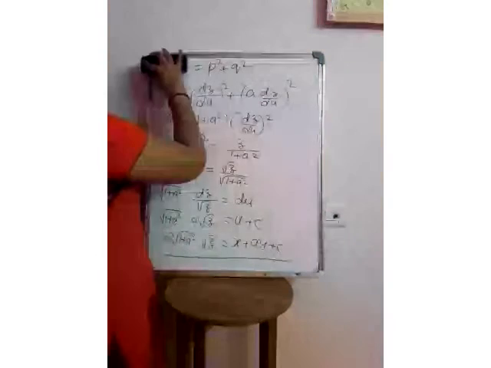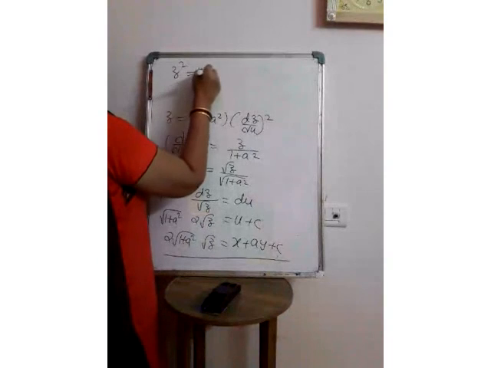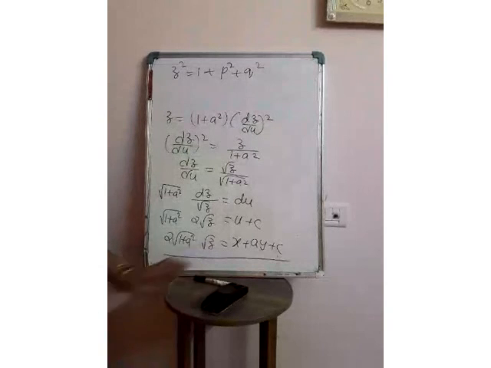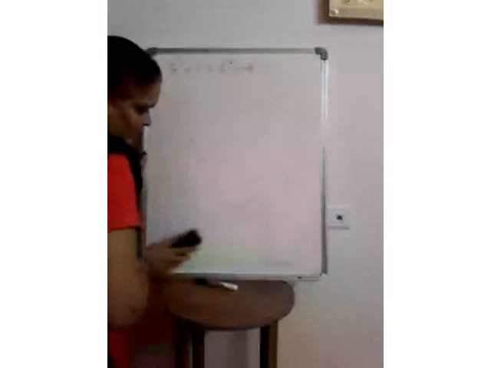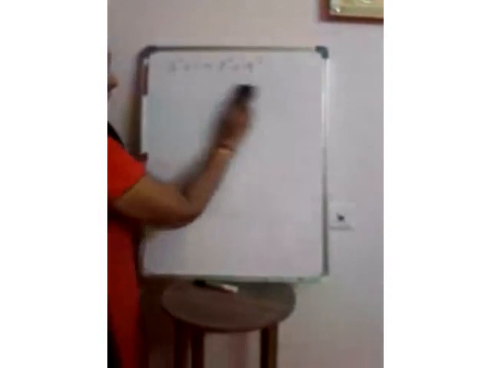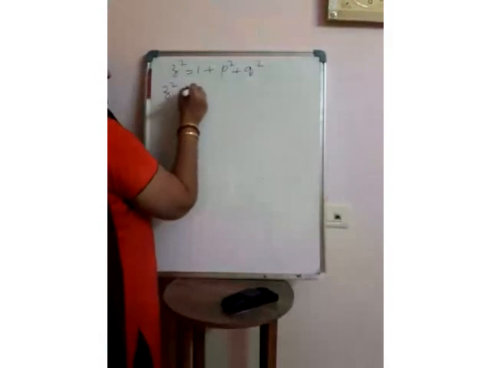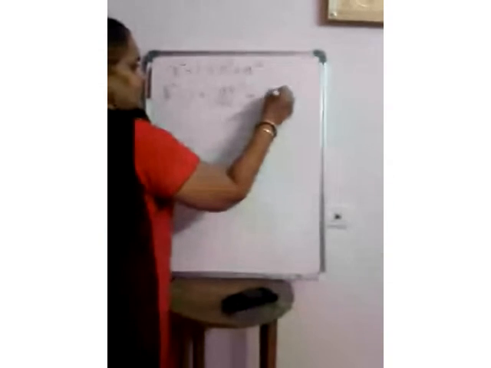So you try this one. The next one: z square is equal to 1 plus p square plus q square. Try this one. So in this also we use the same trial solution, z as a function of u is equal to x plus ay. Wherever you come across p, we replace it by dz by du, and q by a dz by du. If you replace it, this will become (dz by du) whole square, and this is a square (dz by du) whole square.